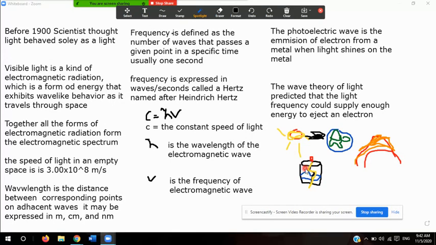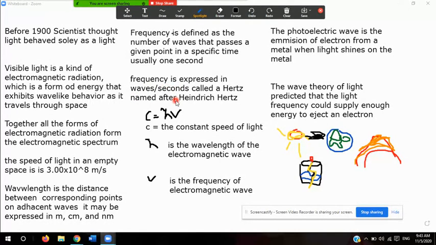And that's because water slows down the frequency, and the frequency is the number of waves that passes through a given point. So it slows down the frequency of the UV rays of light, or it slows down the frequency of light. That means it slows down the amount of light that passes through a given point. So frequency is defined as a number of waves that passes through a given point in a specific time, usually 1 second. And then finally, it says that frequency is expressed in waves per second.